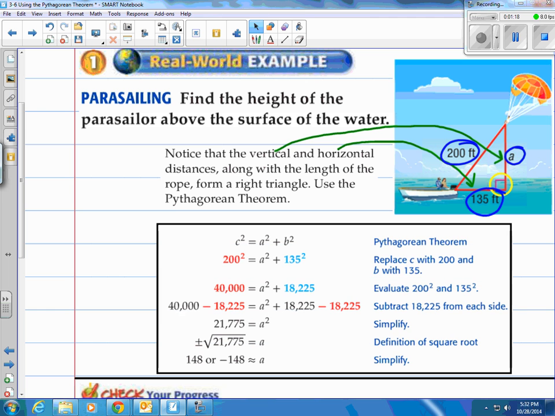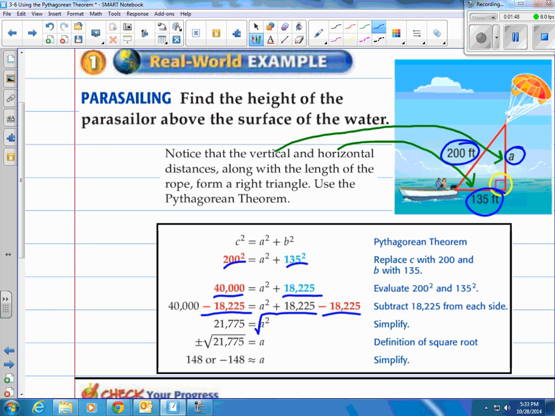Step one is actually writing down the Pythagorean Theorem. They write down C squared equals A squared plus B squared. Then you plug in what you know, which is your C, which is 200, and your B, which is 135 squared, or 135, and then you square it. Square both those. You have 40,000 and 18,225. Then we isolate the variable by getting rid of this 18,225. So we subtract 18,225 from both sides. We have A squared is equal to 21,775.